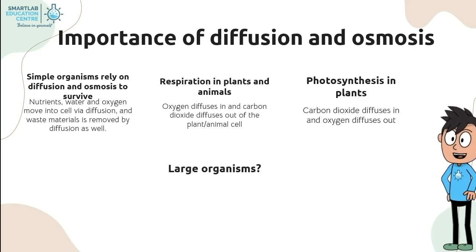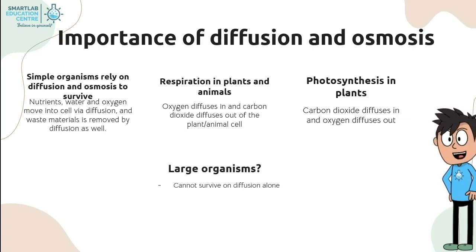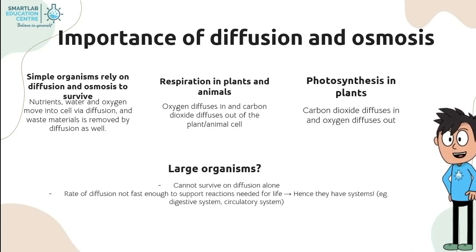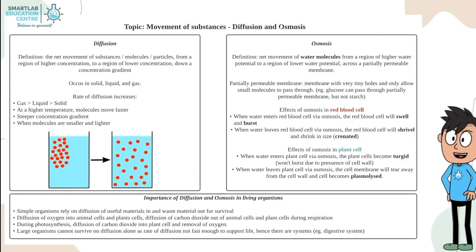What about large organisms? They cannot survive on diffusion alone. The rate of diffusion is not fast enough to support reactions needed for life, hence they have systems. For example, digestive system and circulatory system. Now let us recap what we have learned today.